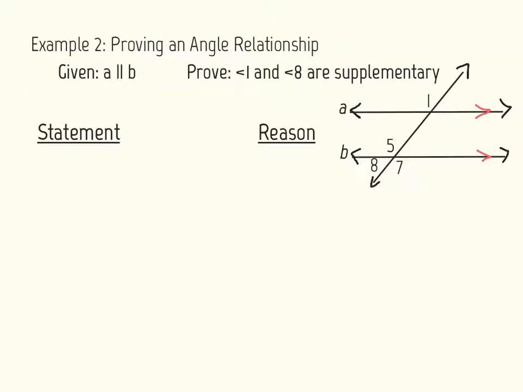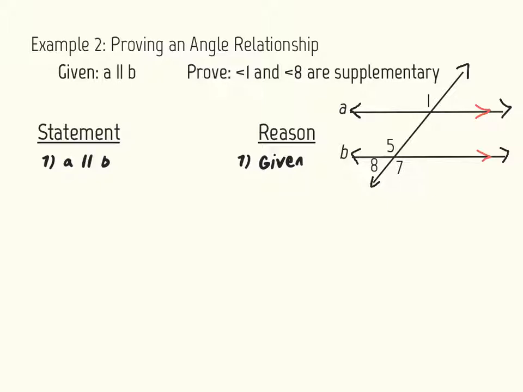For this next example, we want to prove an angle relationship. So given that A is parallel to B, prove that angle 1 and angle 8 are supplementary angles. Okay, so the first thing for all proofs, we're going to start with what we are given. So we say A is parallel to B by the given. Next, we have to see different things that we can do.